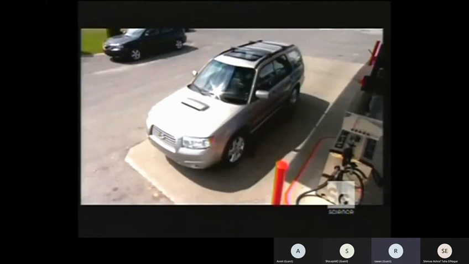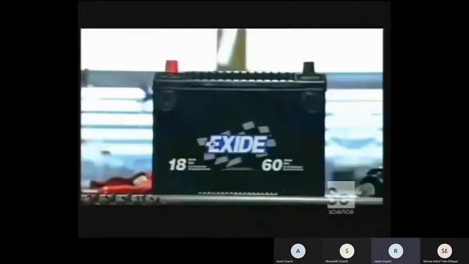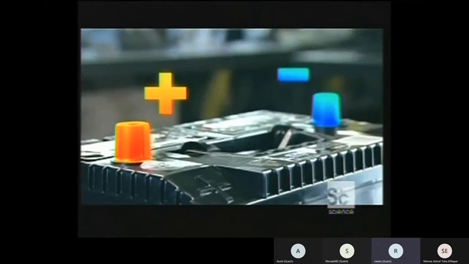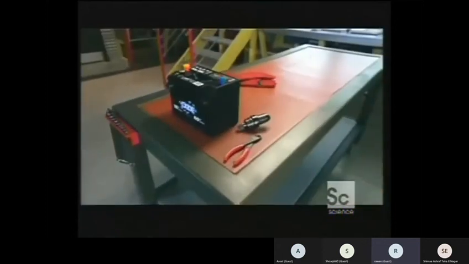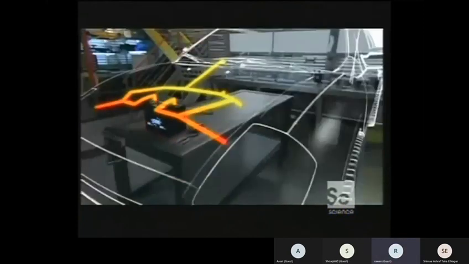Okay, so how does it work? A car battery has a positive and a negative terminal. They're connected to the car and send a flow of electrons to power the wipers, headlights, radio, air conditioning, and most importantly, the engine starter.